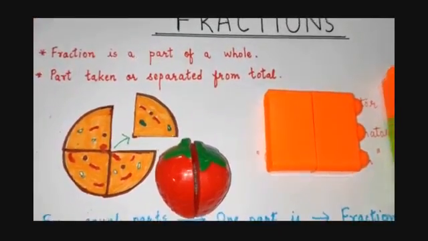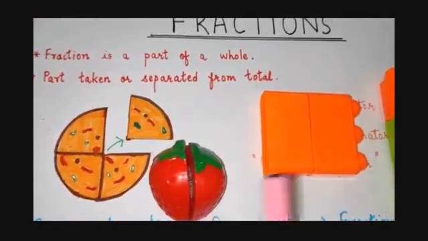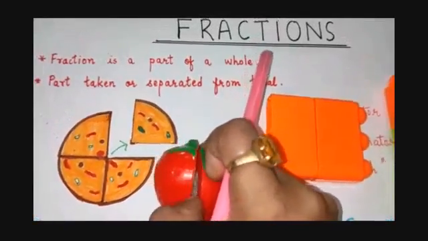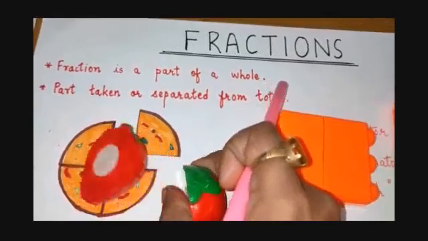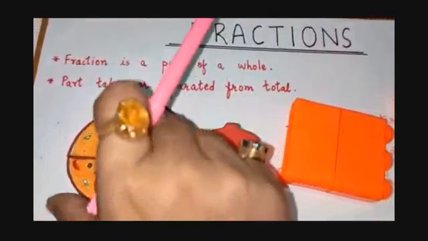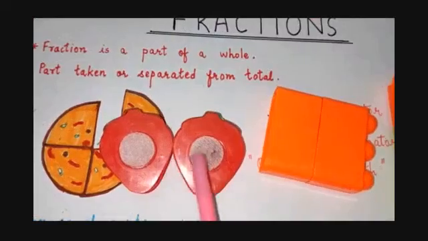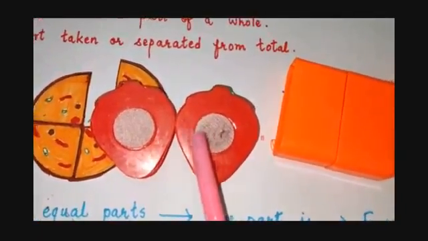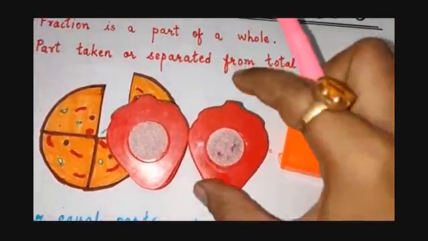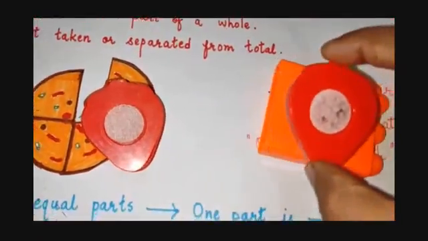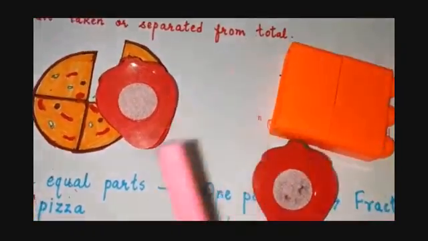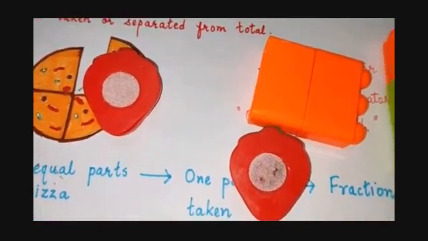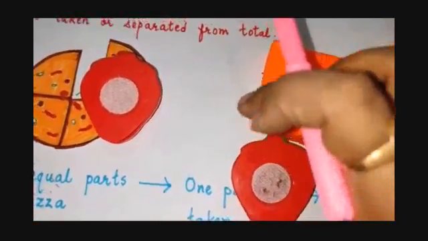Okay, like suppose I have taken a strawberry over here. It's a toy strawberry, and I have dissected, or you can say cut it into two equal parts. Now how many parts does it have? Two parts. And if I've separated one part from it, it will be said that I have separated half of the strawberry, or I have eaten half of the strawberry.